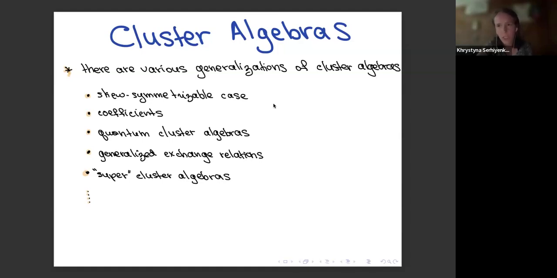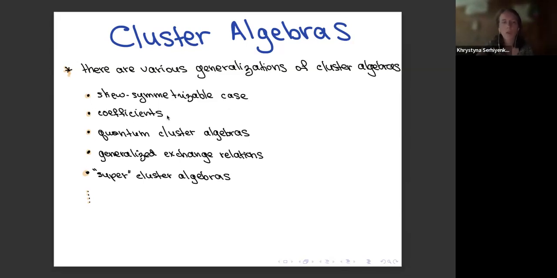Yes, there are various generalizations of cluster algebras that come from these connections to other fields. One is the skew-symmetrizable case that I tried to talk about before. This would correspond to not the quiver Q, but a valued quiver Q, where you can think of putting some values on the arrows. The idea is that you have a different number of arrows coming out of a vertex versus coming into the other vertex. These would correspond to the non-simply laced cases, for example.